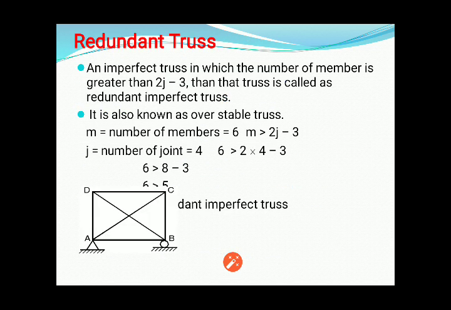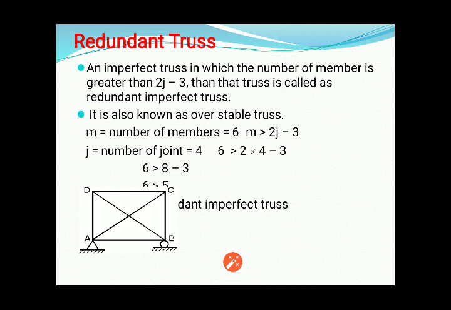Now what is a redundant truss? An imperfect truss in which the number of members is greater than 2j minus 3. Here an example is given. You can see the number of members is 6: 1, 2, 3, 4, 5 and 6, that is AB, BC, CD, DA, AC and DB. Those are the members, and the number of joints is 4: joint A, joint B, joint C and joint D.